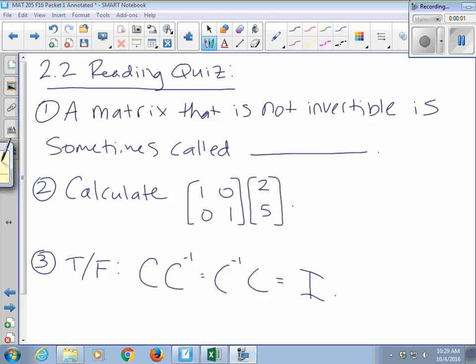A matrix that is not invertible is sometimes called singular. Yes, a singular matrix is fine.